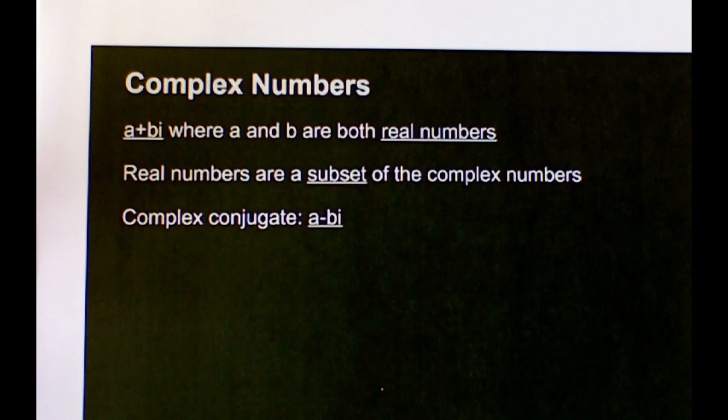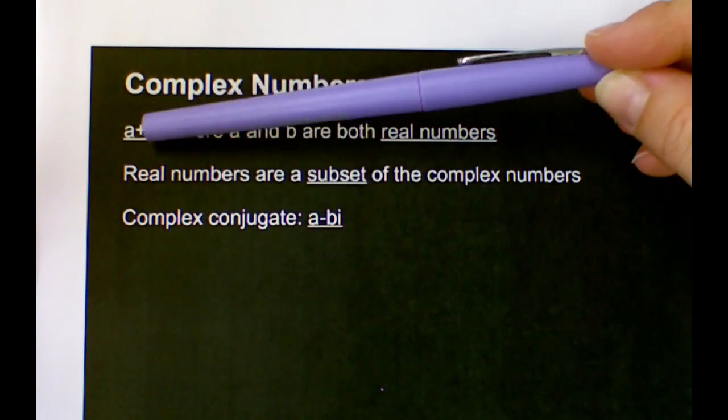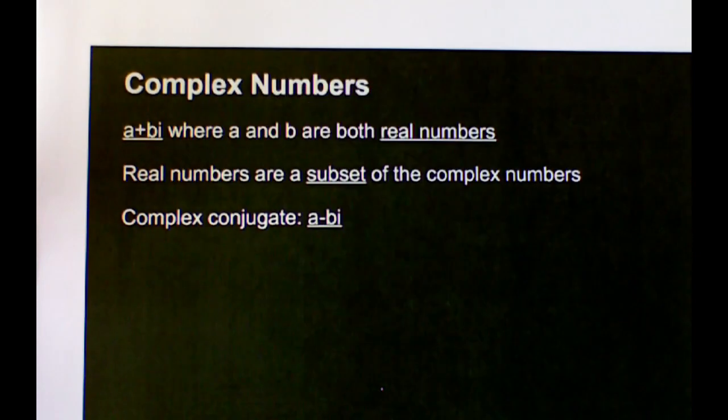A complex number is a number in the form a plus b times i, where a and b are both real numbers. Real numbers are a subset of the complex numbers. So basically that means that any real number can be written in this form, except that b would just be 0. So then it just becomes that first number. And then this important piece called a complex conjugate. If the complex number is a plus bi, the complex conjugate is a minus bi.